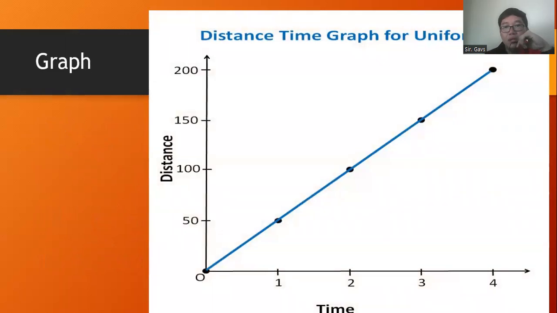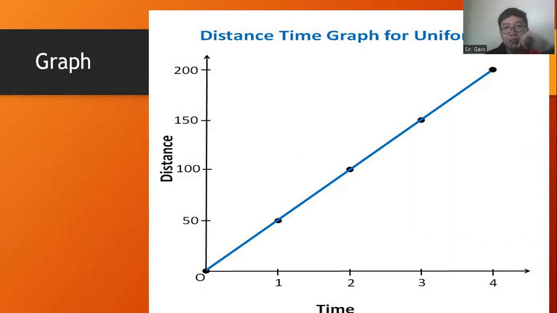So here is how you graph distance for uniform speed. When we say uniform speed, it's not changing velocity. So the acceleration is constant. If you are not changing velocity, we have no acceleration or constant acceleration. What's the acceleration here? It's zero.